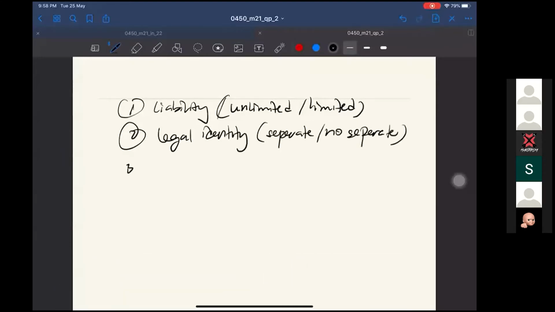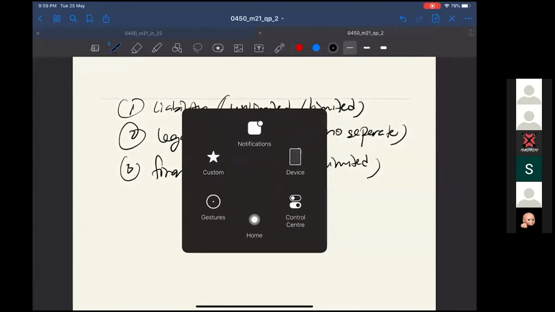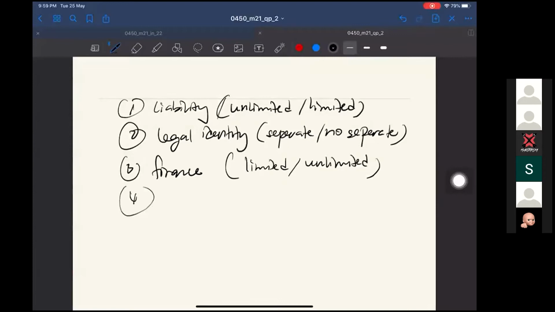And then number three, finance. So definitely when you're comparing the business form, you are comparing with their finance, availability of finance. So limited or unlimited finance. And other than that, you may also compare with the continuity, same as the legal identity. You can compare with the finance, yeah, legal formalities.